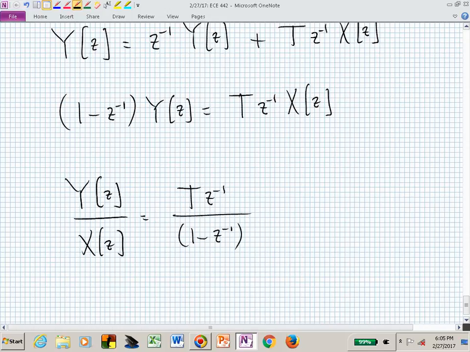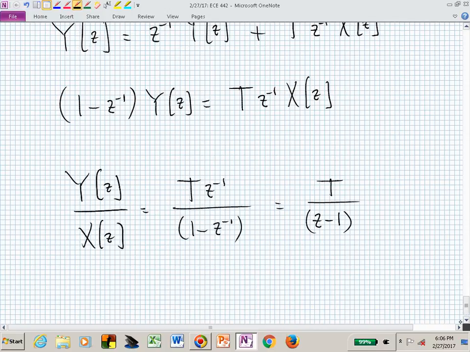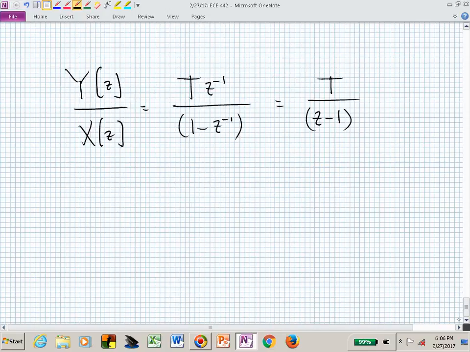Well, we can factor out a z to the minus 1 from the numerator and the denominator, or we can multiply by 1, which is z over z, and we end up with T over z minus 1. And that is now what? This is the frequency domain version of numerical integration. So let's connect this with what we're comfortable with. Let's go back into the continuous time case and then make the connection.